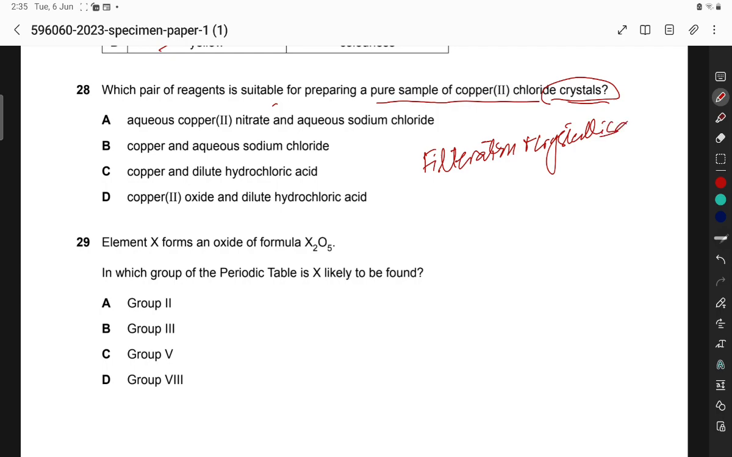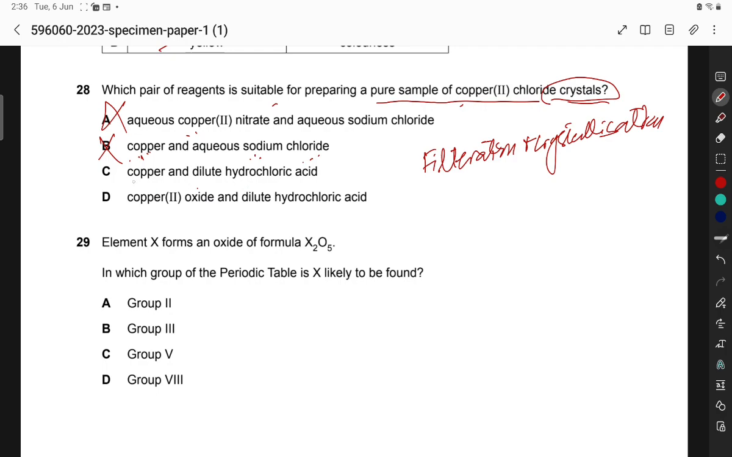So the excess method: you can write down excess metal carbonate, metal copper(II) oxide, and hydrochloric acid. Cu, so this is incorrect. Copper and aqueous sodium chloride is also incorrect. Copper is less reactive than sodium, so copper does not replace sodium from sodium chloride solution.